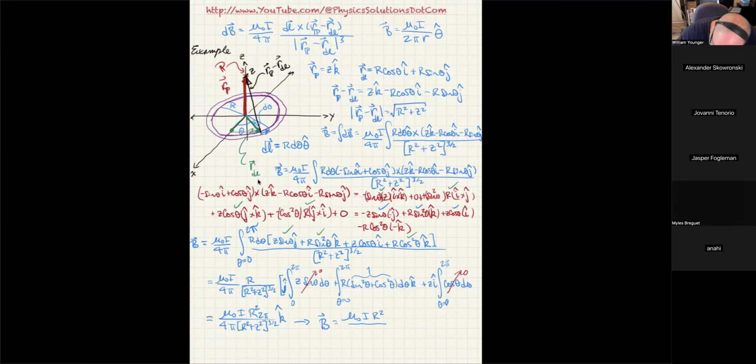So now, there goes my program turning into an eraser again. So I get 2 times r squared plus z squared to the 3 halves, and that's all in the k hat direction, and that's the result. Anyone have any questions on that?